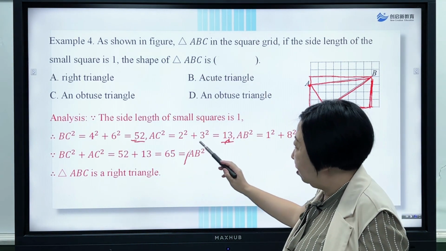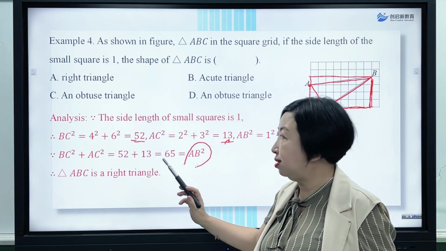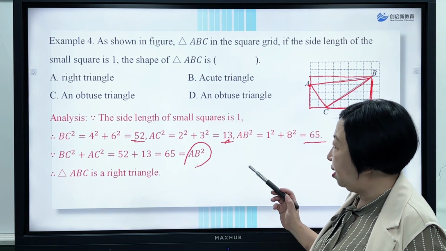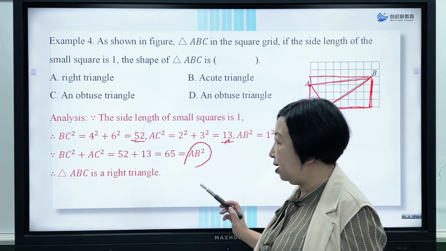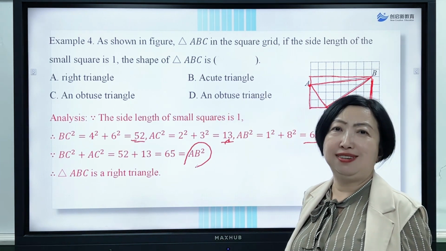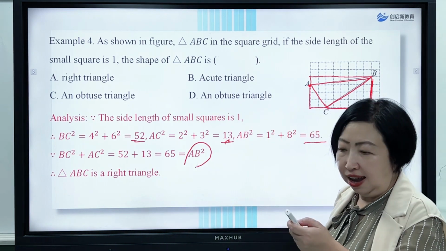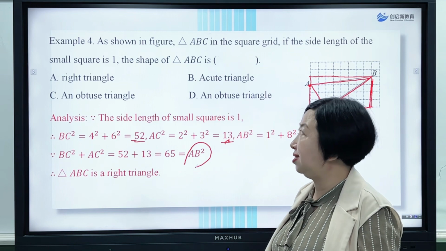So the square of BC plus the square of AC equals the square of AB. So ABC is a right triangle. So we can choose A. The answer A is the right answer.